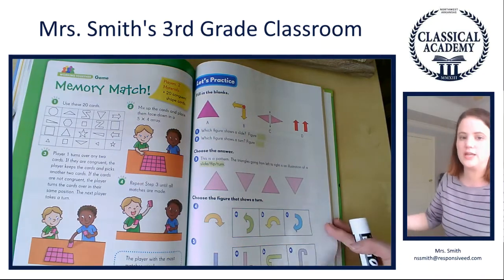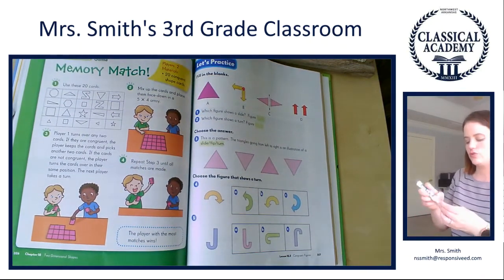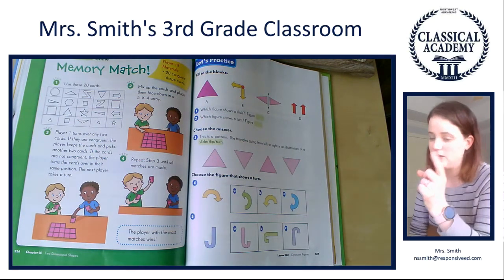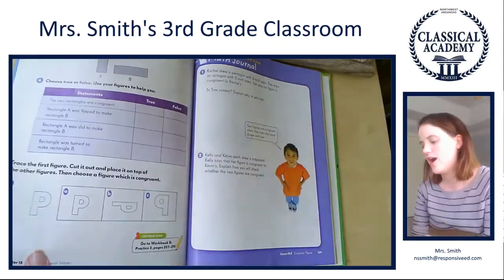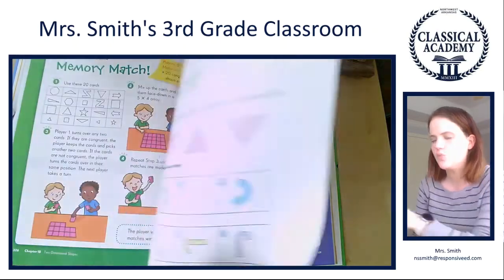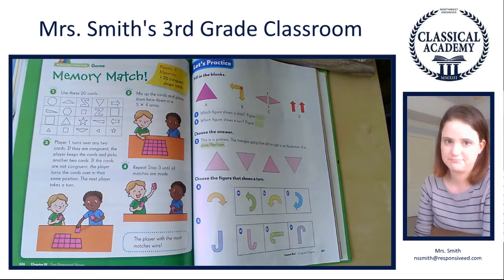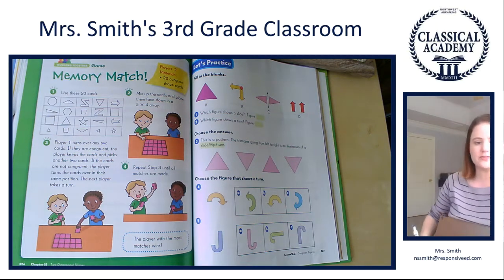Down here, we're going to do the let's practice. I want you to try these on your own again, and then I will go over them with you. So pause the video. You can do 1 through 5. Just do 1 through 5 for now. All right, pause. All right, I hope you've done 1 through 5.